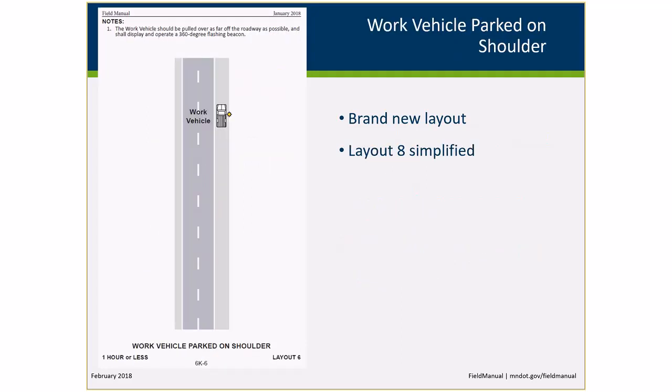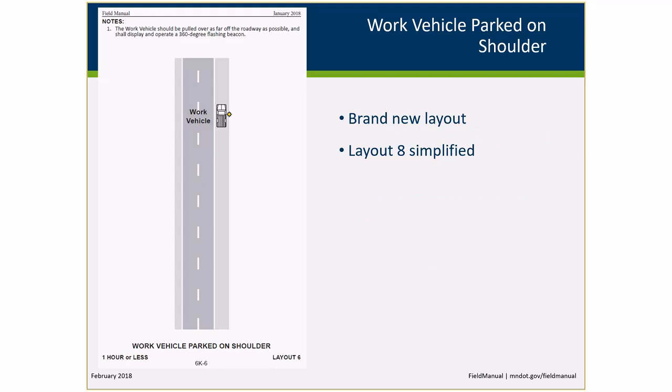Now this layout was added into the field manual. So under the 2-lane, 2-way section, we added this layout about a work vehicle parked on shoulder. Now layout 8 talks about shoulder closed or parking lane closed. And technically, if you would have read all of the paragraphs in the notes, you could do what's shown on this diagram, but we really wanted to simplify it.